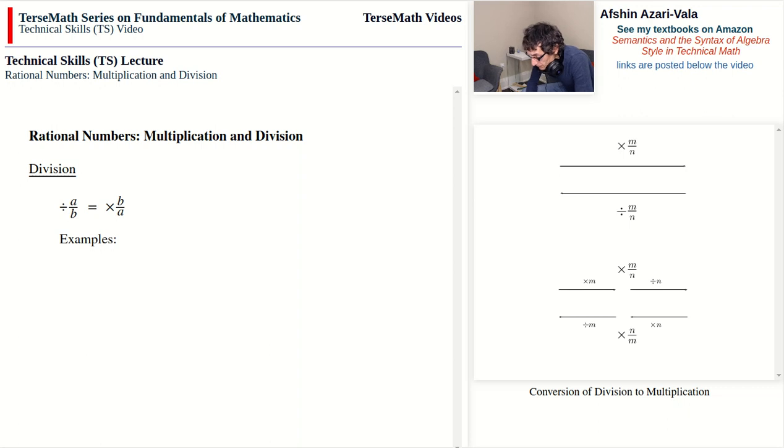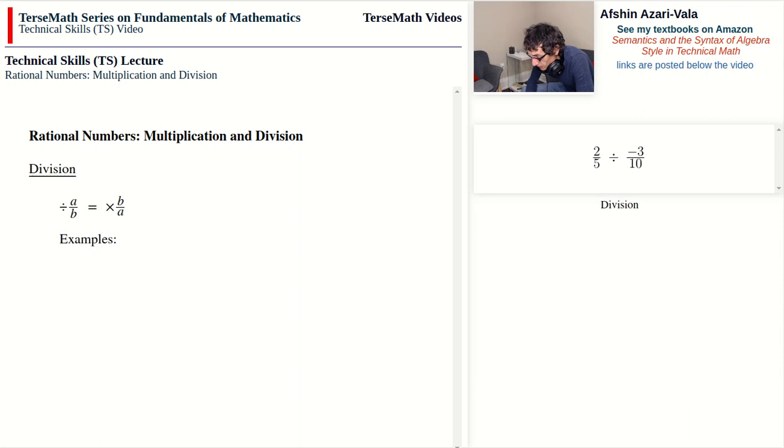Okay, as an example of how we work out division problems, let's take a look at the problem 2/5 divided by -3 over 10. Now here division by -3 over 10 becomes multiplication by 10 over -3. Before you do that, by the way, once again, I recommend that you work out the sign first. Now in this case there is only one negative sign, and that may not be that big of an issue. But still getting into that habit is a good one.